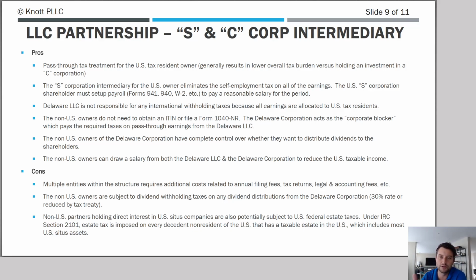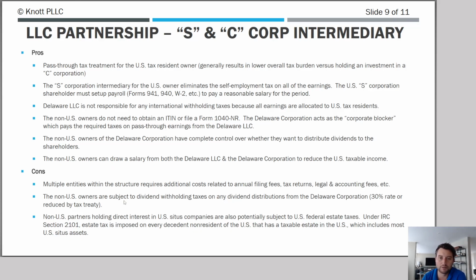Now, the Delaware LLC, again, it's not responsible for any kind of international withholding taxes because the two owners are a domestic S corporation and a domestic C corp. When income is allocated to domestic persons, generally no withholding taxes apply because they're not foreign persons or foreign corporations. The non-U.S. owner here, so Emma, again, doesn't have to obtain an ITIN or file a 1040-NR because all the taxes are being paid at the C Corp level, and any dividend taxes are withheld at source, and they're reported on the 1042s, okay?